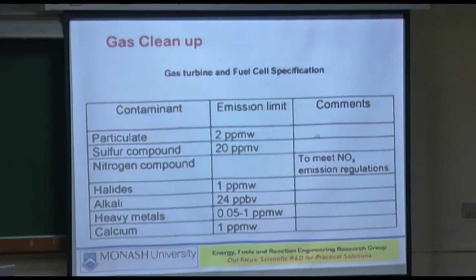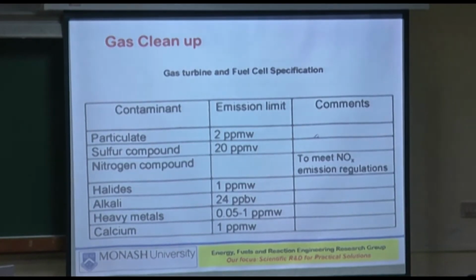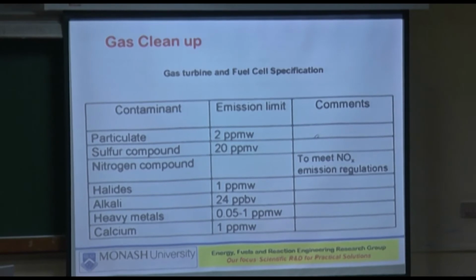So there is a limit that's important to remember. This purely comes from gas turbine and fuel cell specification. For particulates, we are looking at no more than 2 parts per million weight. Sulfur, 20 parts per million volume. Halides, 1 part per million weight, and this is what is crazy.